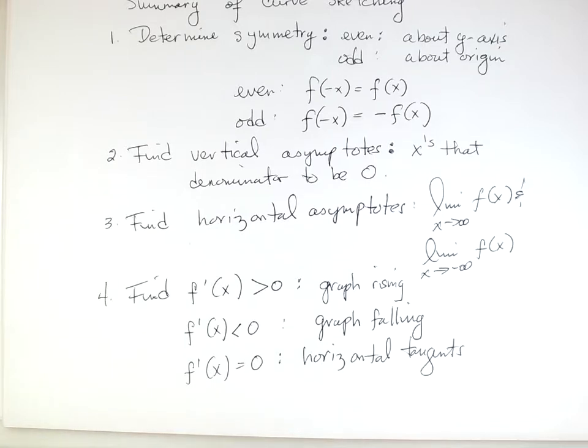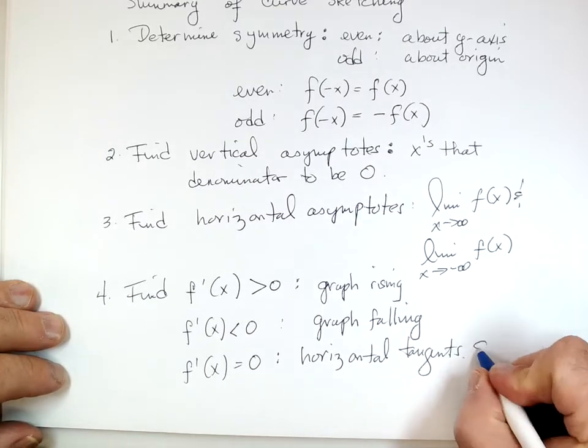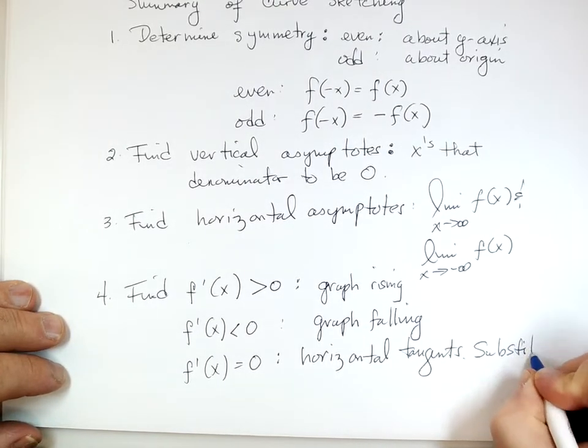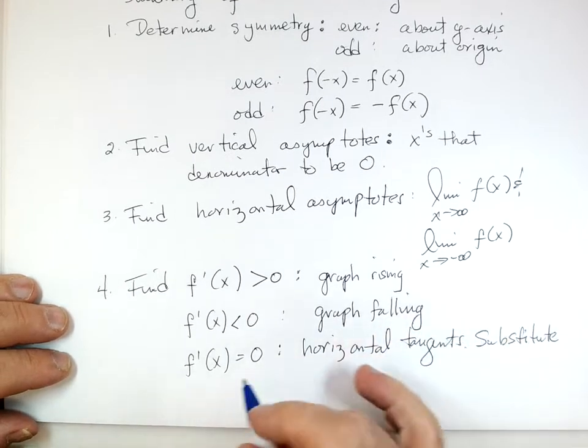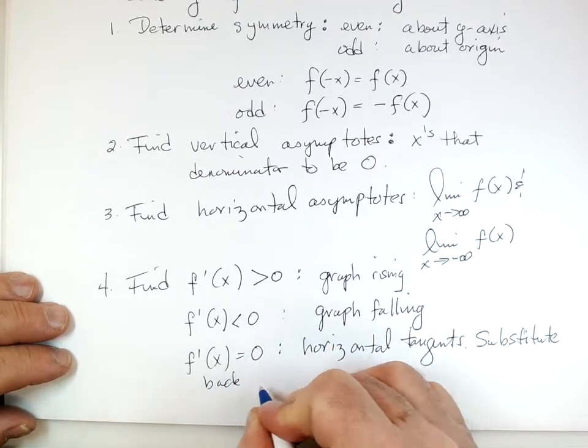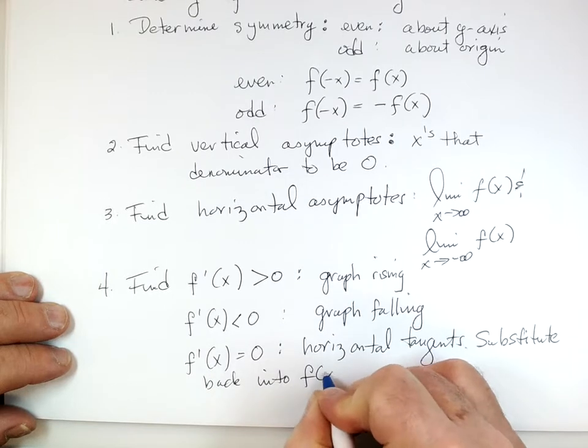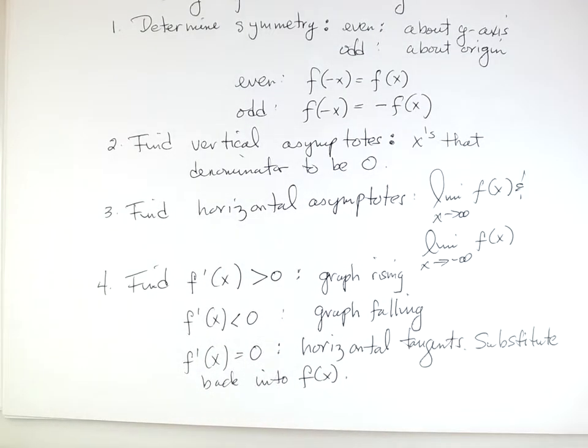And what I would recommend you do, once you find the x values that cause that first derivative to be 0, substitute those x values into the original function to find the y values. That will give you the point where you have a horizontal tangent, okay? Plug those values into the original function. Substitute back in. And that will give you the point where you do have a horizontal tangent, okay?